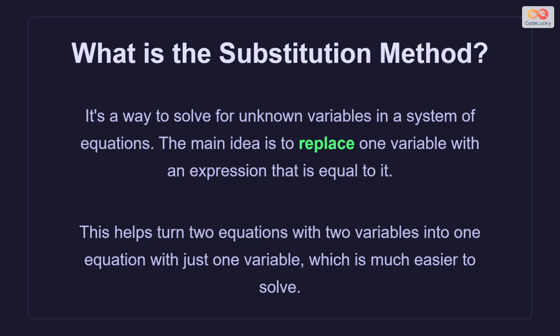The substitution method is a technique for solving a system of equations. The key idea is to replace a variable in one equation with an expression that is equal to it from another equation. This clever swap allows us to simplify our problem from two equations with two variables down to just one equation with one variable, making it much simpler to solve.